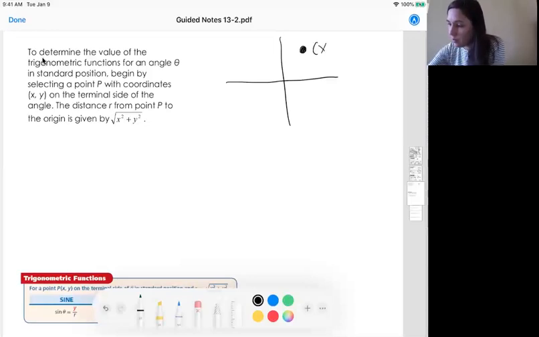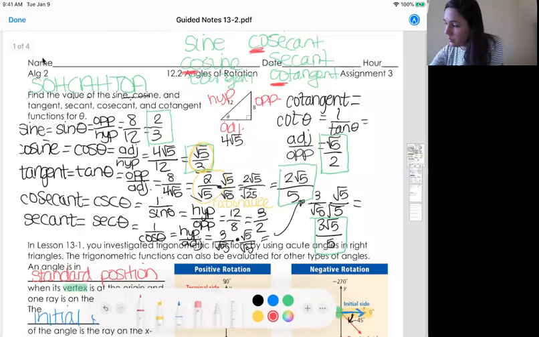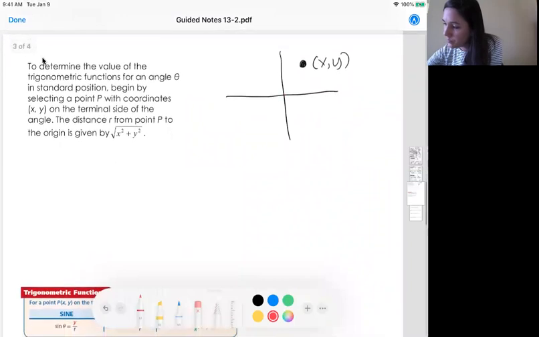And this point I'm going to call x, y. And we say that this is on the terminal side of my angle. So I'm going to draw my angle here. Remember, it's coming off of here. This is my angle theta. All right. So it says the distance r from the point P to the origin. So this is P. P is x, y. To the origin here, we're saying this distance is r. So they're saying this is r, the distance from the origin to the point.